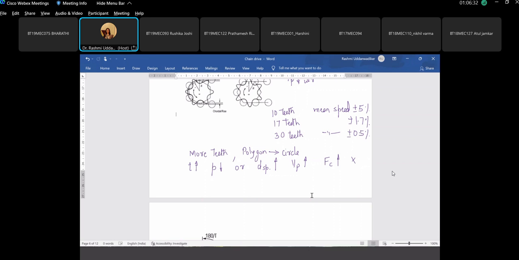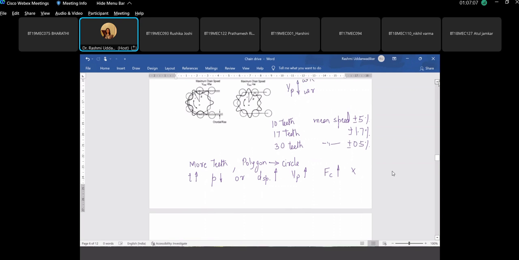Ma'am, Cp is 40p, right? Cp is 40. Cp means C upon P, center distance in terms of pitches. So if center distance is 600 and pitch is 10, then center distance in terms of pitch is 600 by 10, that is 60. Length of the chain is length in millimeters upon pitch in millimeters, so that becomes an integral number. That is what I tried to explain here.